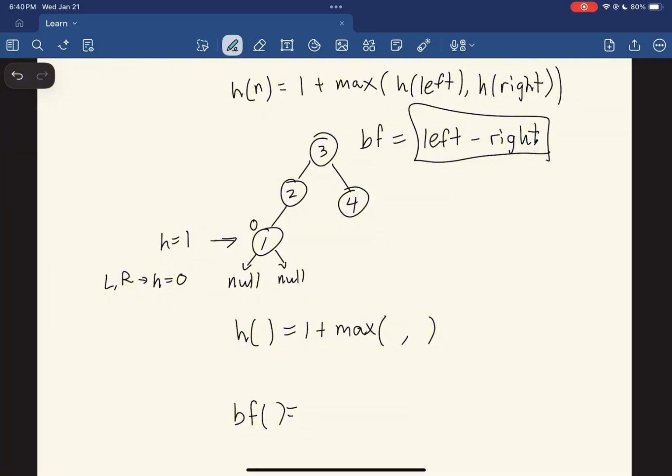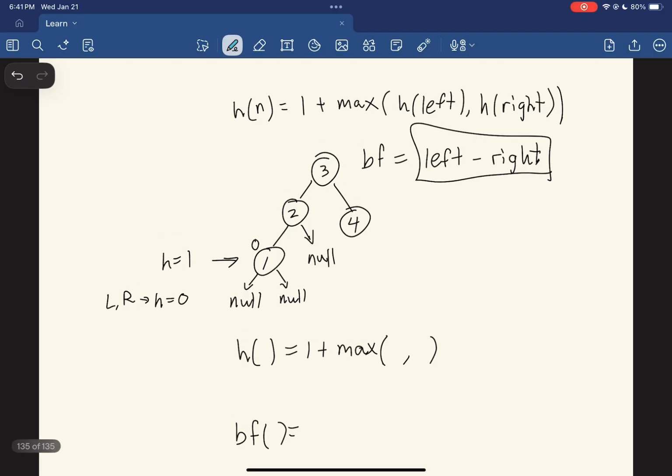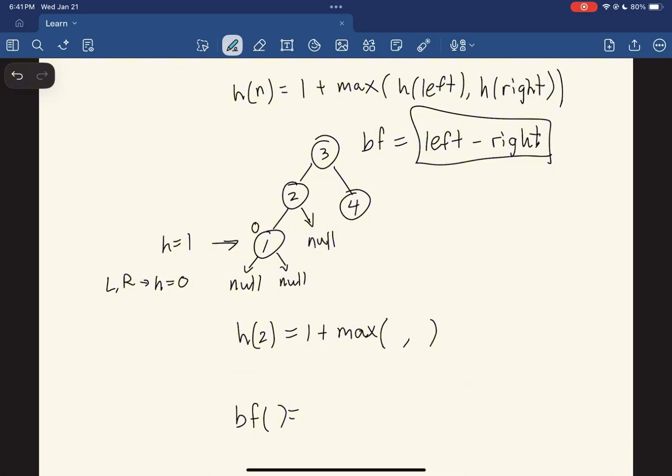What is the left child of node 2? It's node 1, and node 1 has the height of 1, right? And what about the right child? The right child of node 2 is also null, so that means the height is 0. So when that happens, you want to find the height of node 2. The height of 2 is going to be equal to 1 plus the max. What's the height for left? The height for left is 1. What's the height for the right side? Height for the right side is 0 because it's null. So what's the max of 1 and 0? The max is 1, plus 1. And so you get the height of node 2 being 2.